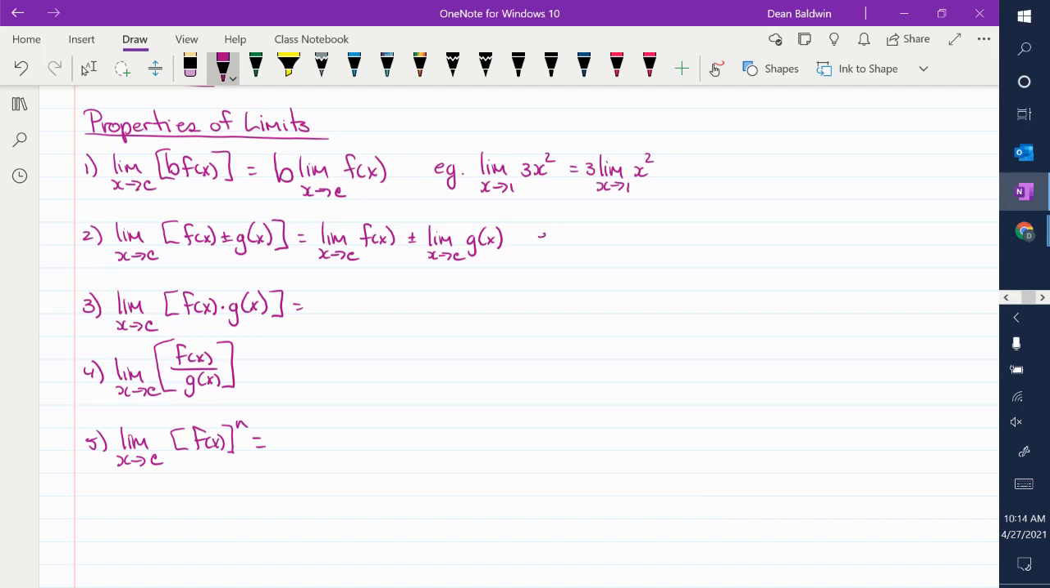So if I have this function, I could, in theory, write it like this. So you can break up anything that's being added or subtracted. You can do little mini limits on those and then add the answers together at the end. Okay.